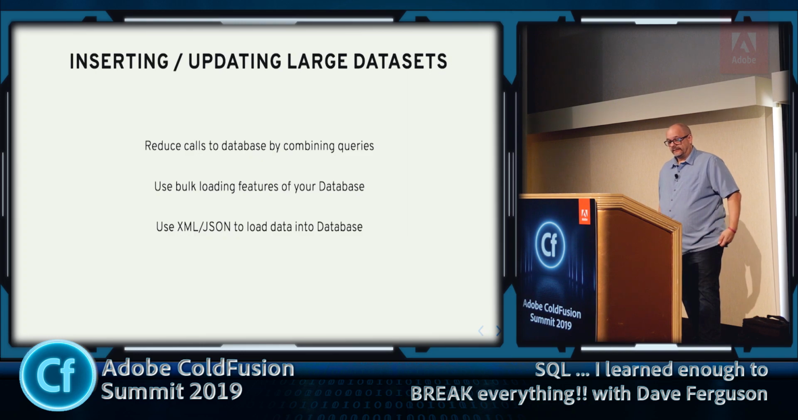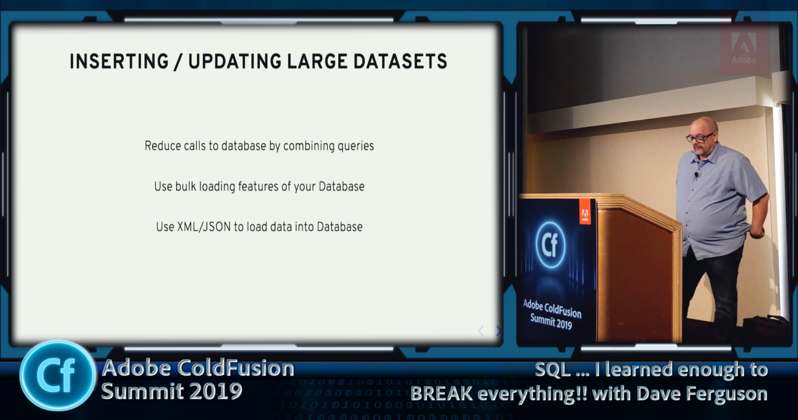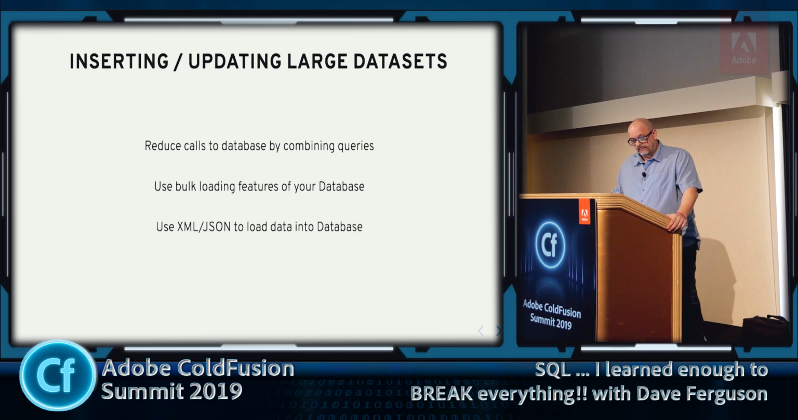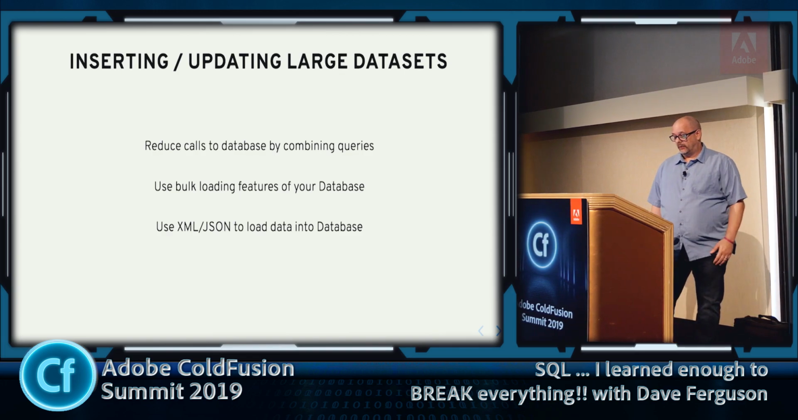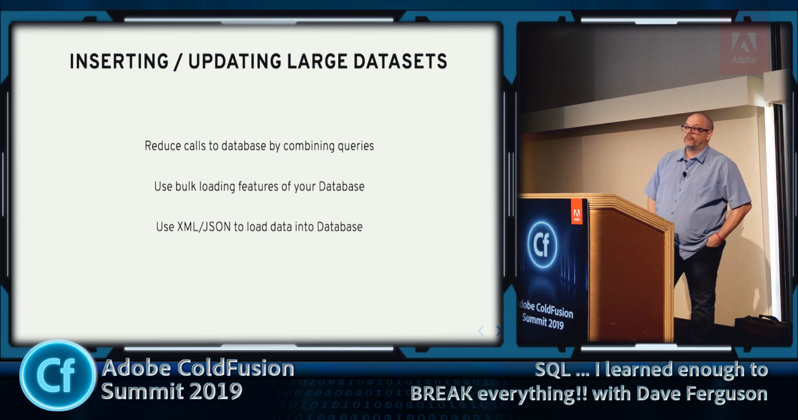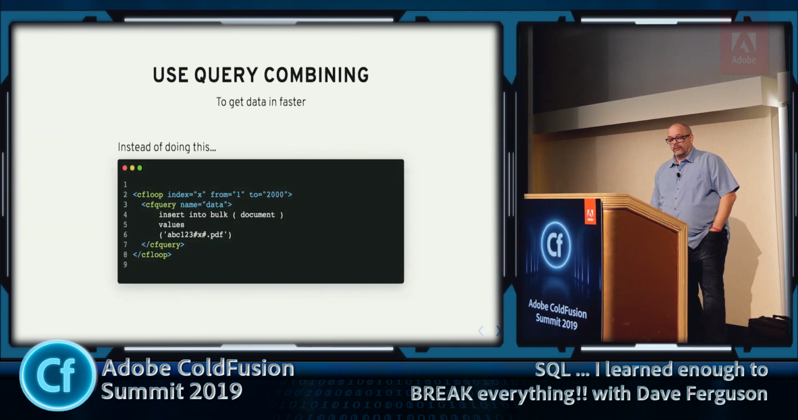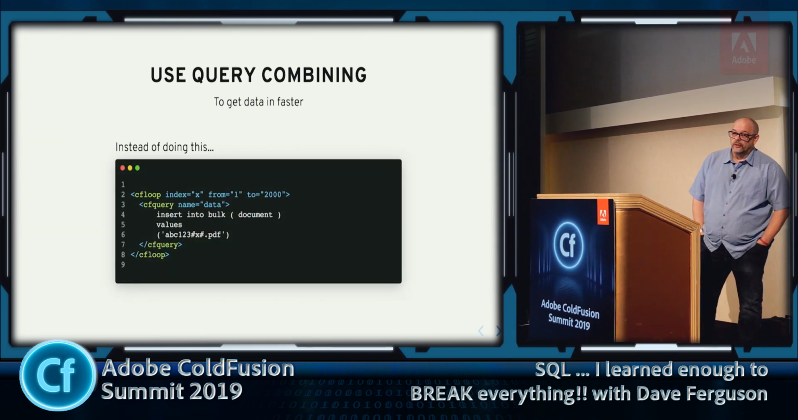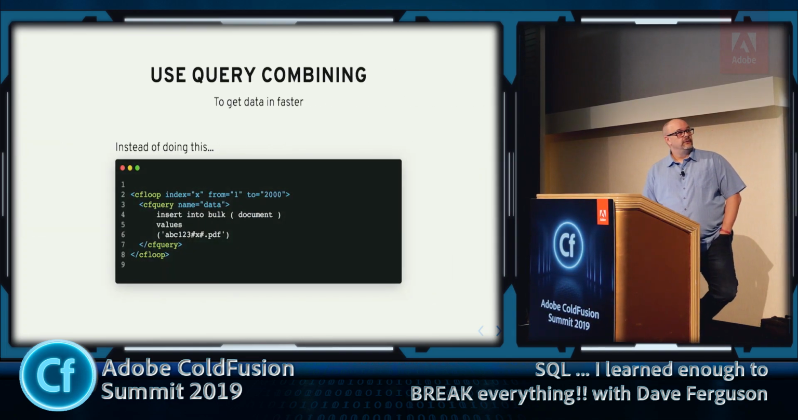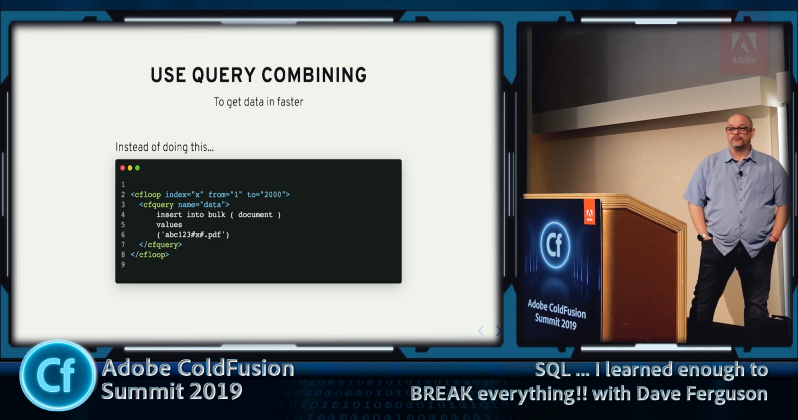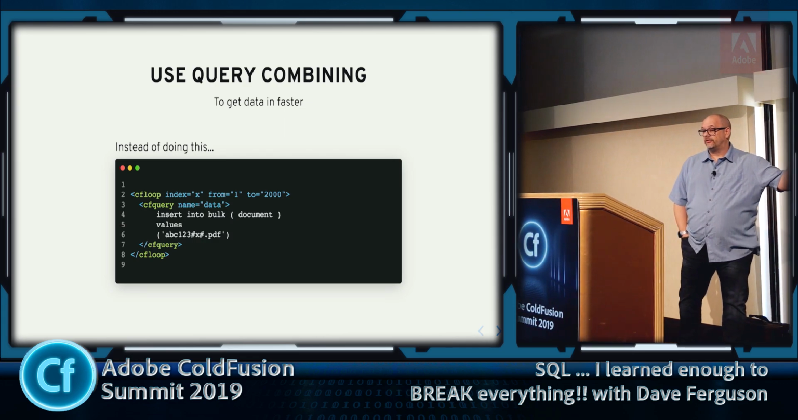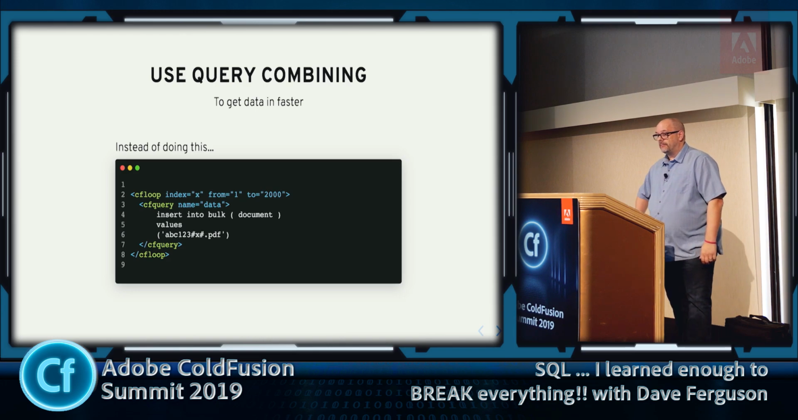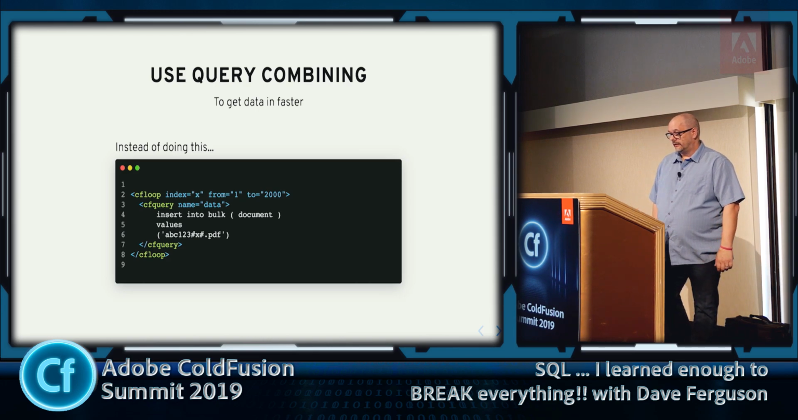So, query combining. Some ways to get the data faster. So here's an example of how to bulk load 2,000 rows of data. What we're doing here is we have a query with a loop around it, looping the query 2,000 times to insert 2,000 rows. We've probably done this 1,000 times. However, there's a better way to do it.